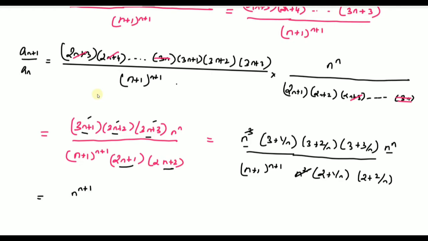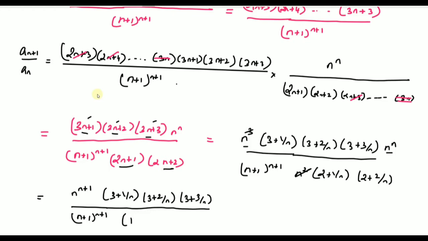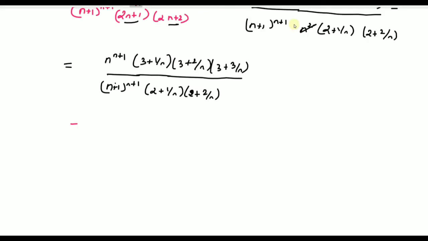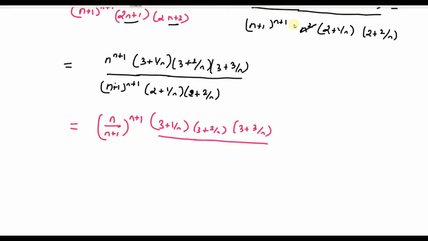and the remaining term is n to the power n+1 times (3+1/n)(3+2/n)(3+3/n), the whole divided by (n+1) to the power n+1 times (2+1/n)(2+2/n). Therefore this is equal to n divided by (n+1), the whole power n+1, times (3+1/n)(3+2/n)(3+3/n), divided by (2+1/n)(2+2/n). So this is a_(n+1) divided by a_n.